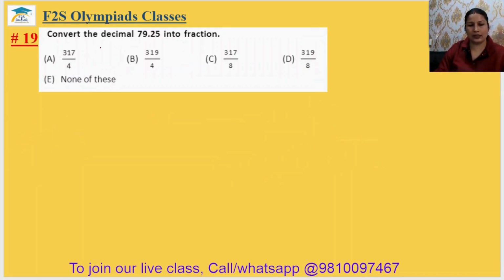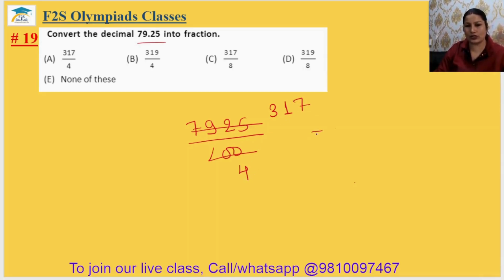Come to question number 19. Convert the decimal into a fraction. Into fraction it will be 79. There are two decimal places, that's why it will be 100. And since it is not available in the options, it means it needs to be simplified. So simplify it by 25: 25 3s are 75 and 25 1s are 25. Okay, and then 25 sevens are 175 and 25 fours are 100. So it will be 317 by 4. It is in option A. So the 19th answer is option A.